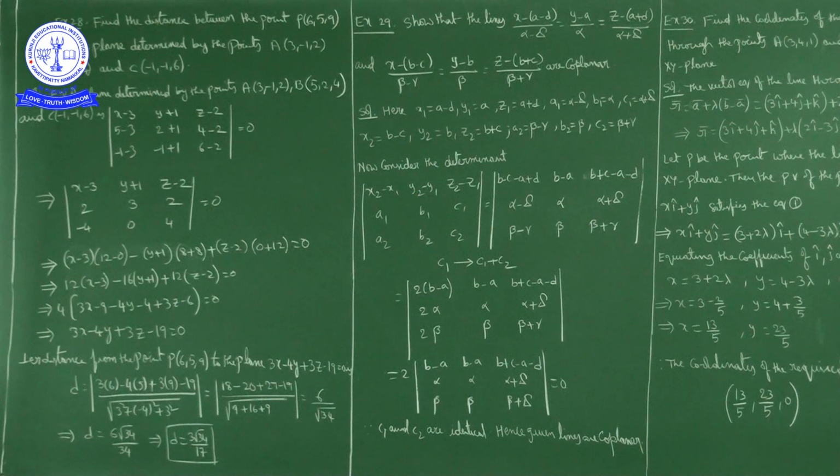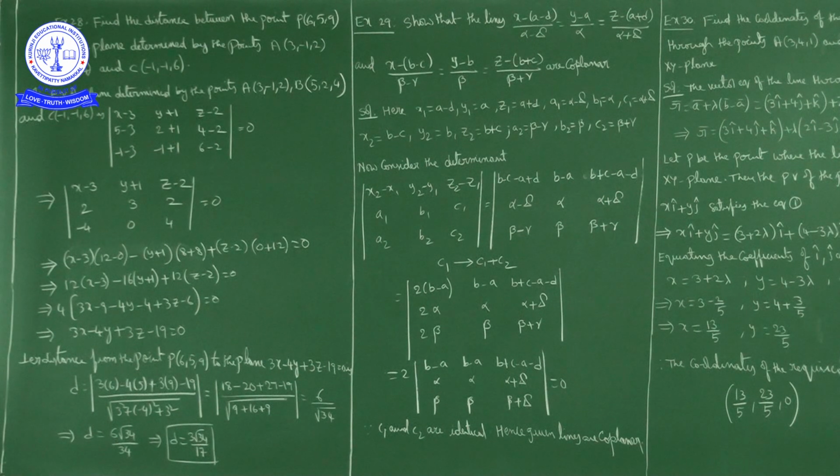Now what else we have to find? We have to find the distance between the point and plane. Distance between the point P(6, 5, 9) and plane 3x minus 4y plus 3z minus 19 equal to 0. What we know is the distance between the point P(x1, y1, z1) and the plane ax plus by plus cz plus d equal to 0 is magnitude of ax1 plus by1 plus cz1 plus d upon square root of a square plus b square plus c square.